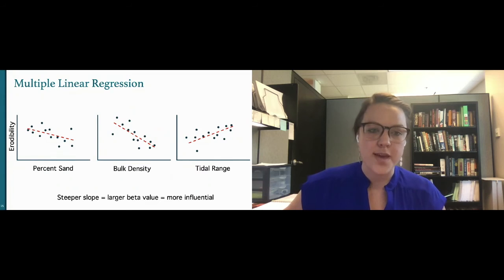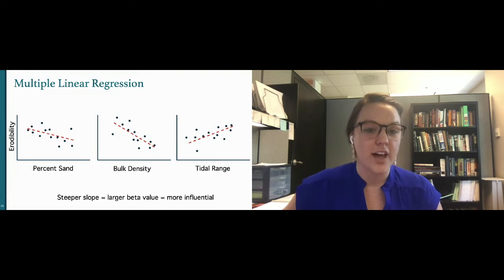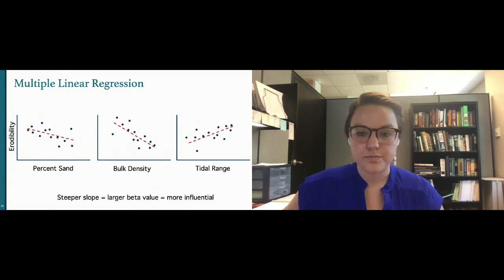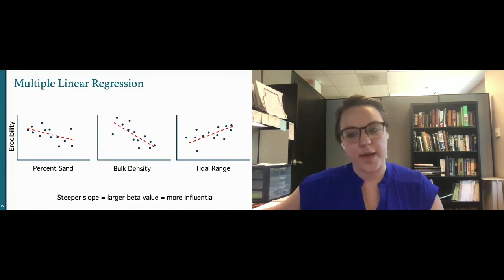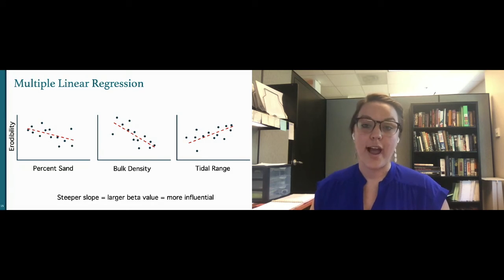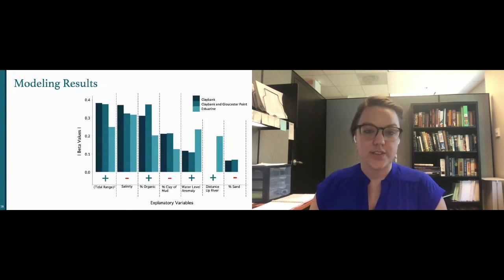So essentially what that means is a steeper slope, either in the positive or negative direction, is a larger absolute beta value and is therefore more influential on erodibility. So then within each data subset, the Estuarine, Claybank, and Gloucester Point and Claybank subsets, the beta values for the top performing models in each subset were averaged. And that is what this figure is showing here.